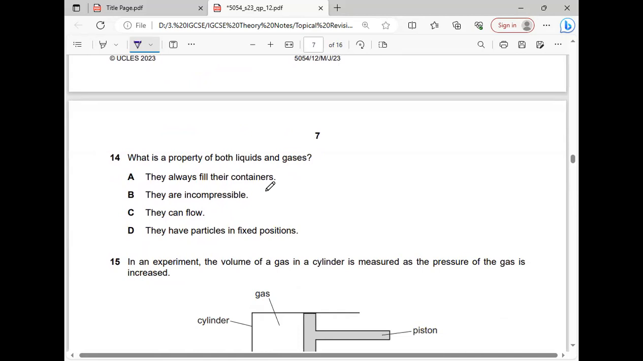What is the property of both liquids and gases? They always fill their containers overall. No, liquid cannot fill the container. They are incompressible. No, gases are compressible. They have particles in fixed positions. No, that is the case in solids only. So which option is correct? Option C is the correct answer.